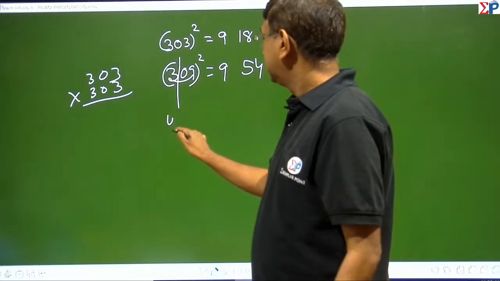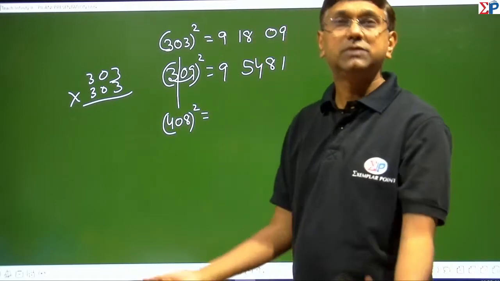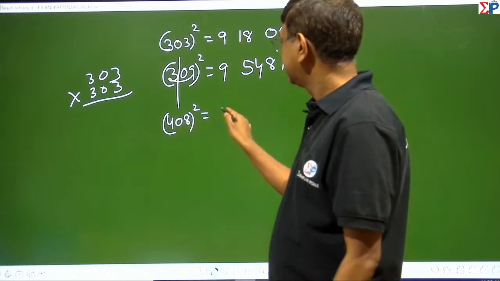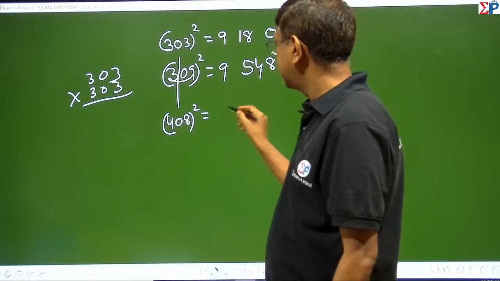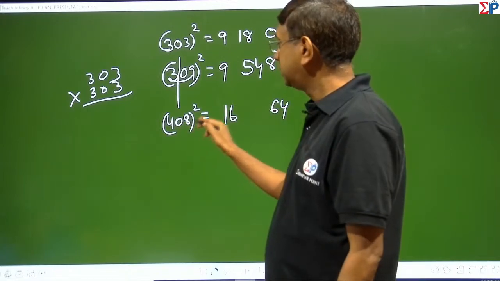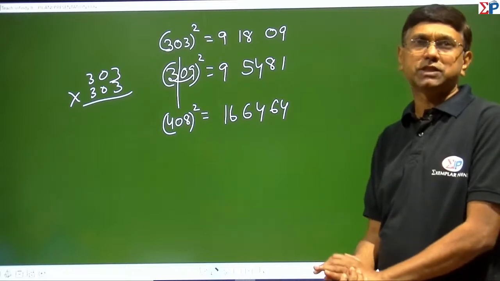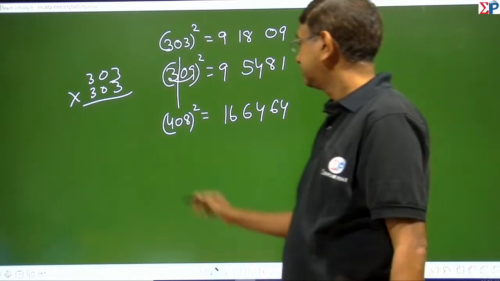अब देखो 408 का स्क्वायर निकाल लो. क्या करेंगे 408 का स्क्वायर? 4 स्क्वायर कितना होता है? 16. इसका 64. 4 8s are 32. 16 64 64. ठीक है.